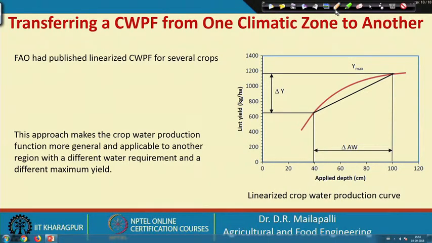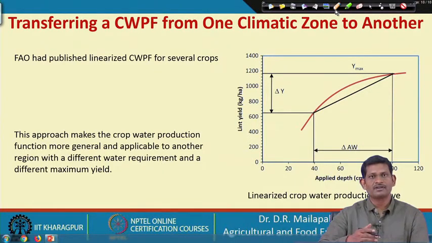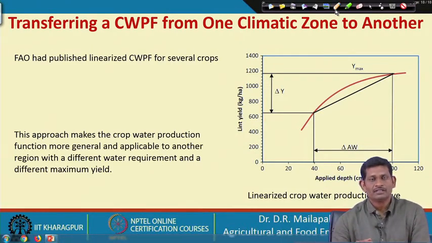Whatever production function is defined, it is experimented for a particular region. If someone wants to use the same production functions in another region, the Food and Agriculture Organization, FAO, has given a procedure to linearize the actual production function, so that anybody can use it.